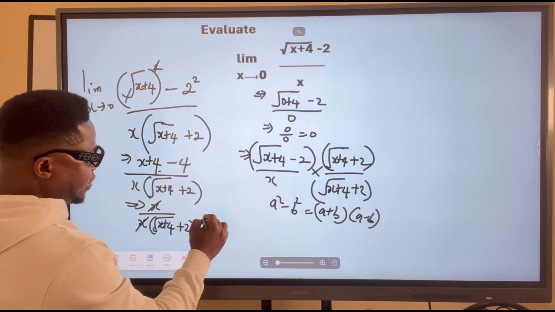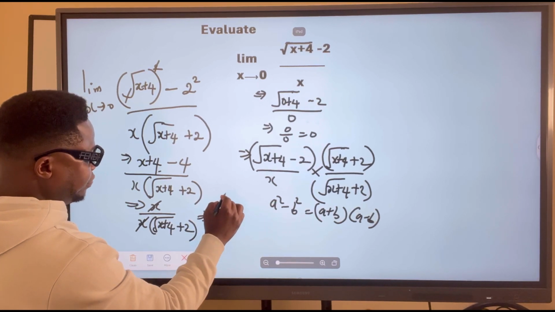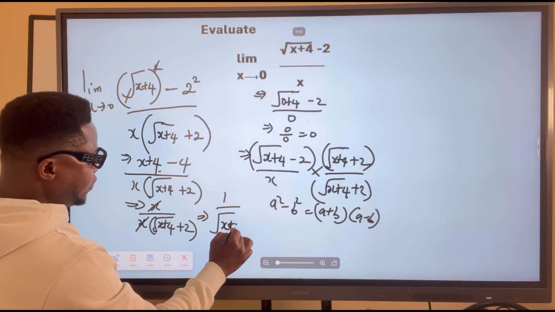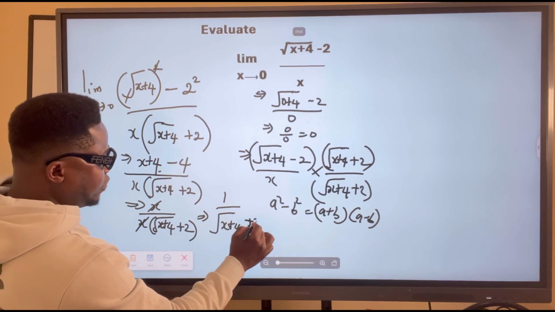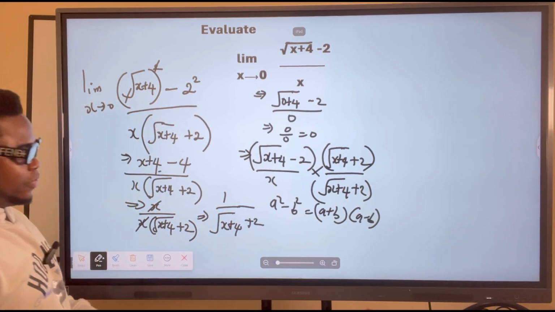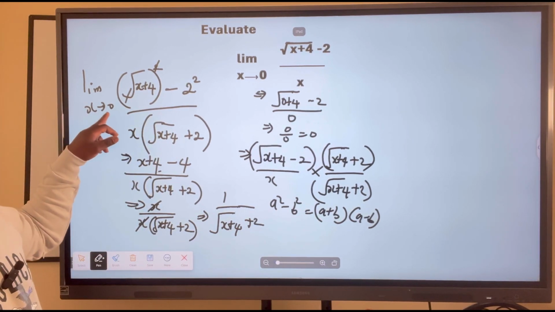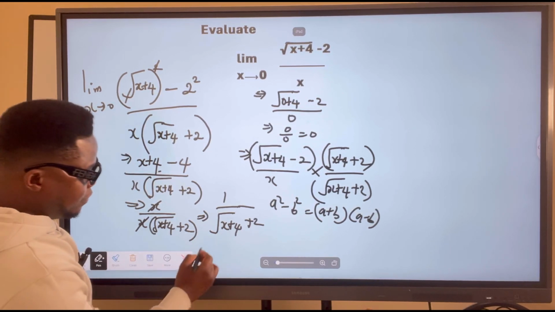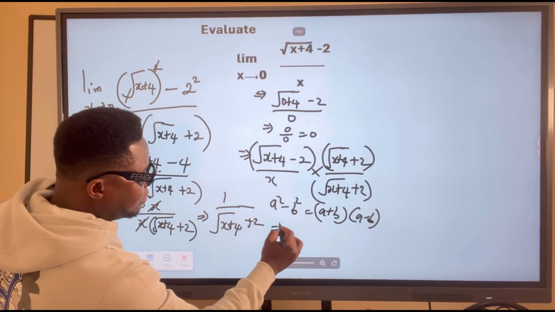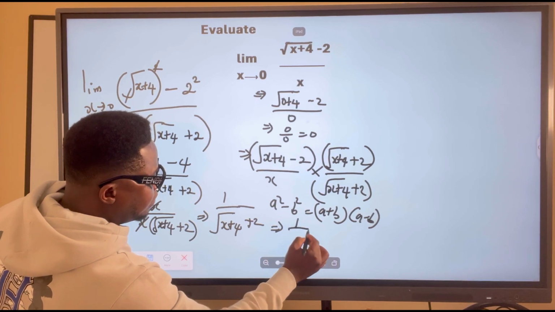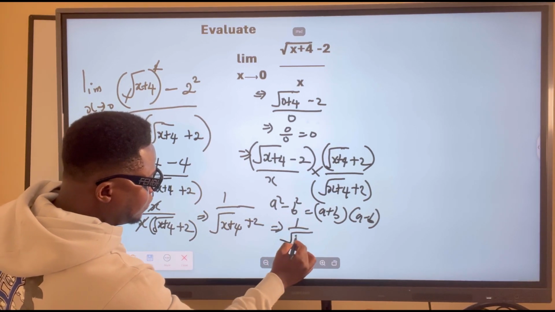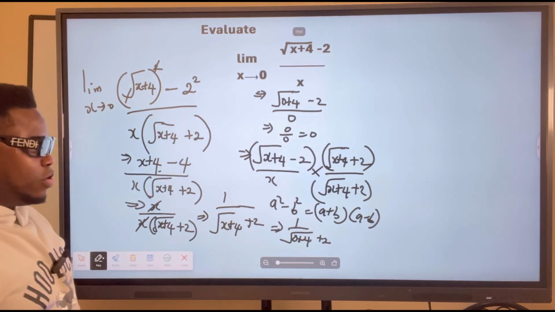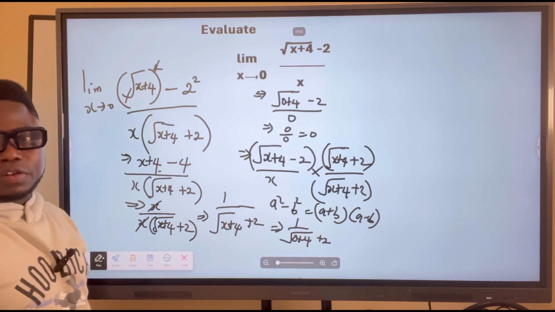So this is the same thing as 1 divided by square root of x plus 4 plus 2 here. So going further, because x tends to 0, look at it here. If I replace x here with 0, I'm going to have 1 divided by square root of 0 plus 4 plus 2 here.